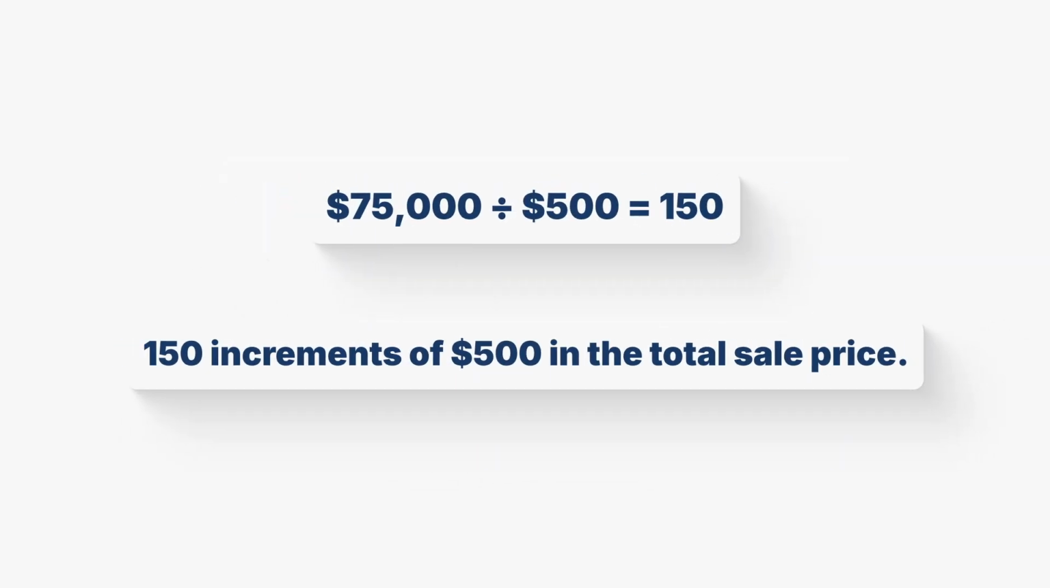Then, to find the number of $500 increments in a sale price, you divide the sale price by $500. In this case, the sale price is $75,000. So you simply divide $75,000 by $500. This gives you 150, meaning there are 150 increments of $500 in the total sale price.